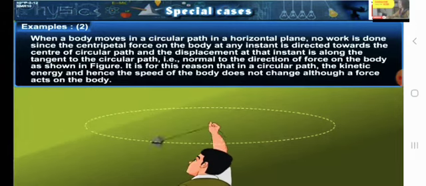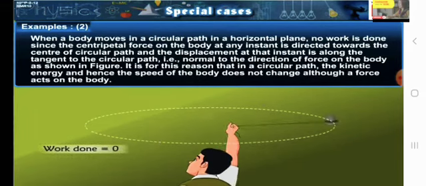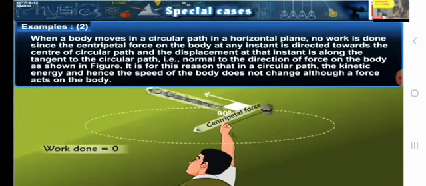2. When a body moves in a circular path in a horizontal plane, no work is done since the centripetal force on the body at any instant is directed towards the center of the circular path, and the displacement at that instant is along the tangent to the circular path. That is, normal to the direction of force on the body, as shown in the figure. It is for this reason that in a circular path, the kinetic energy and hence the speed of the body does not change, although a force acts on the body.